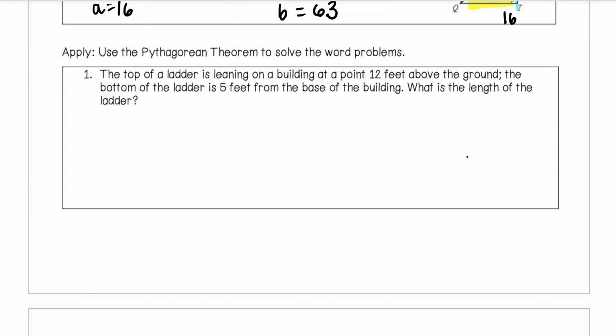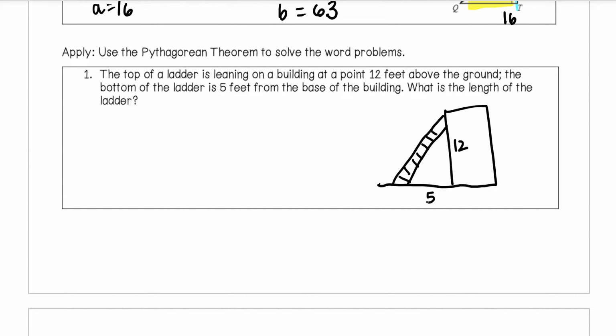The top of a ladder is leaning on a building at a point 12 feet above the ground. The bottom of the ladder is 5 feet from the base of the building. What is the length of the ladder? So I'm going to draw the picture. Here's our building. It's sitting on the ground, and there's a ladder leaning up against it. In the problem, it says that the ladder is at a point on the building that is 12 feet above the ground. It's also at the base of the building 5 feet away from it.